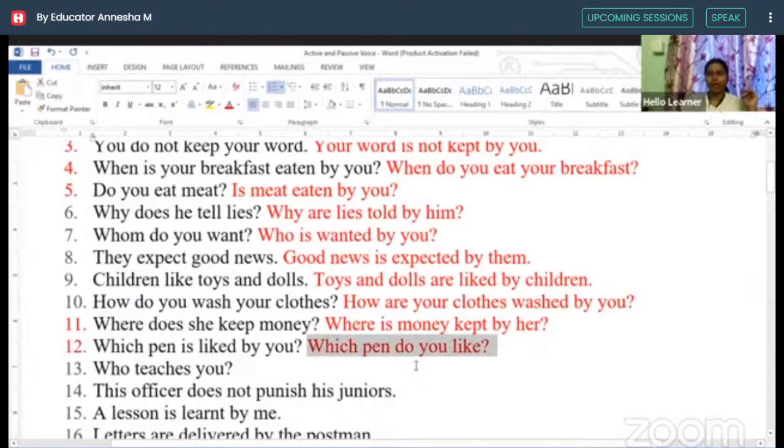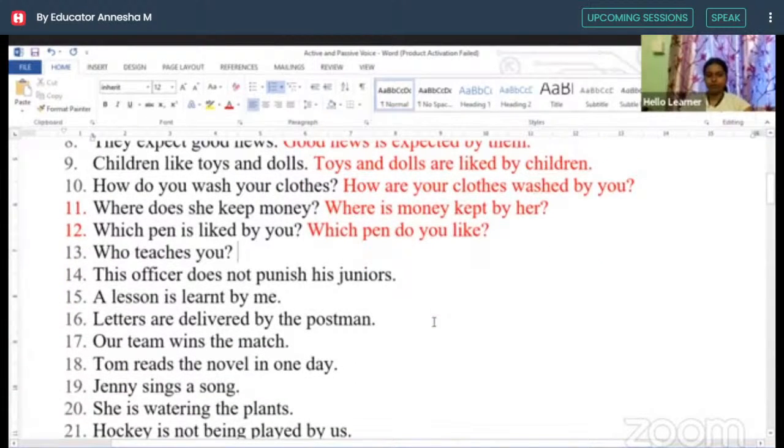Absolutely correct. Okay. After Abhay, then we have Anamika. Yes, Anamika, tell me. Who teaches you? One doubt, ma'am. Yes, Karthik. Like in the 12th example, what is the subject in Which pen is liked by you? See here, which pen, which we can understand is what kind of pronoun? Interrogative. Sorry, demonstrative, right? Which pen is demonstrative? Which pen do you like? So you like, I think this is the subject.